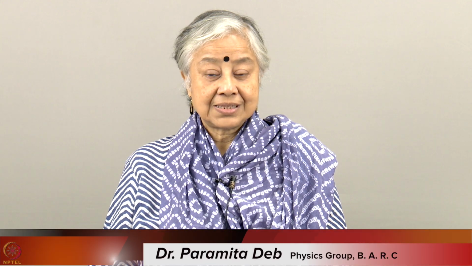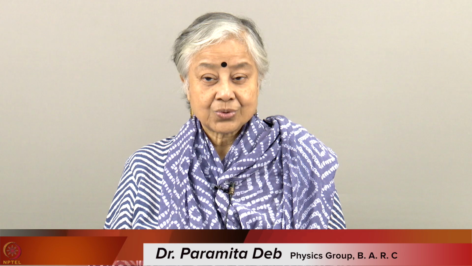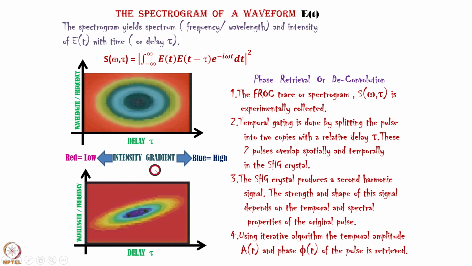In this lecture, I continue with the analysis of the spectrogram that has been measured. What happens is exactly like in the intensity autocorrelation technique: the temporal gating is done by splitting the pulse into two copies with a relative delay tau. Gating, as I had explained before, is just the second pulse, which is called the gate pulse.